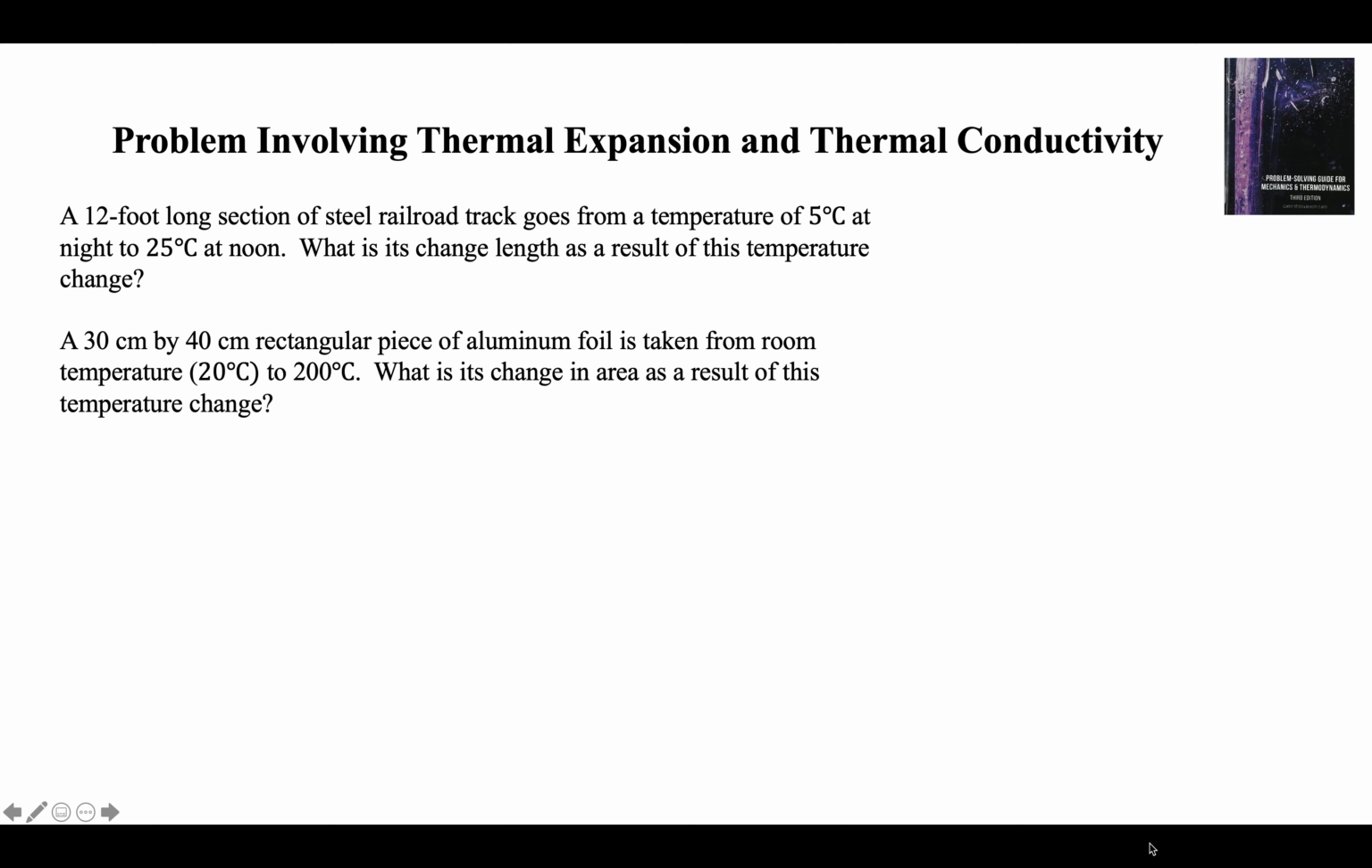A 30 centimeter by 40 centimeter rectangular piece of aluminum foil is taken from room temperature, about 20 degrees Celsius, to 200 degrees Celsius. What is the change in area of the aluminum foil?